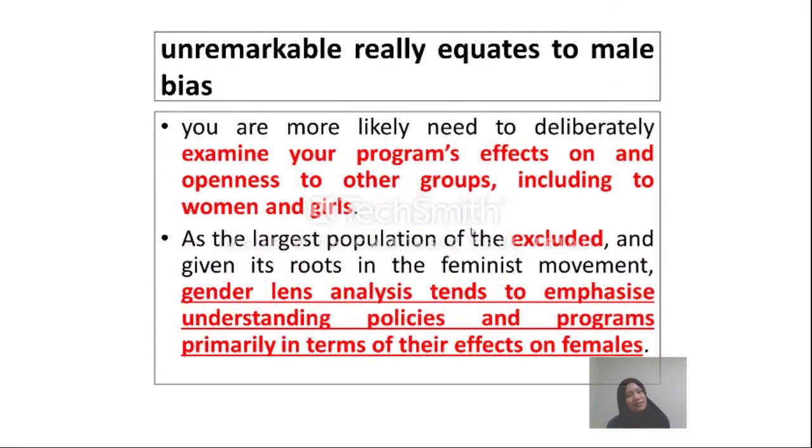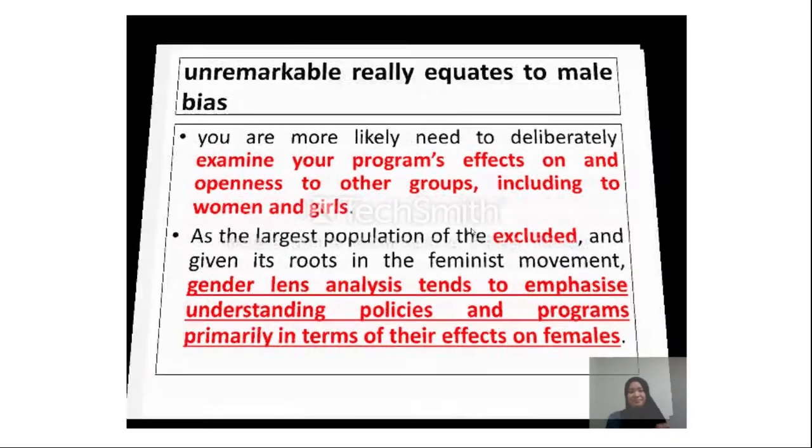Now, unremarkably, it really equates to male bias. You are more likely to need to deliberately examine your program's effects on, and openness to, other groups, including women and girls. But as the largest population is excluded, and given its roots in the feminist movement, gender lens analysis tends to emphasize understanding policies and programs primarily in terms of their effects on females. But that should not be the case.